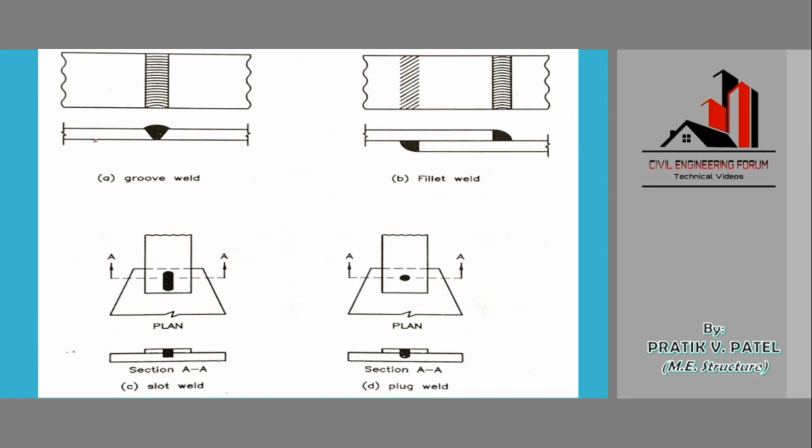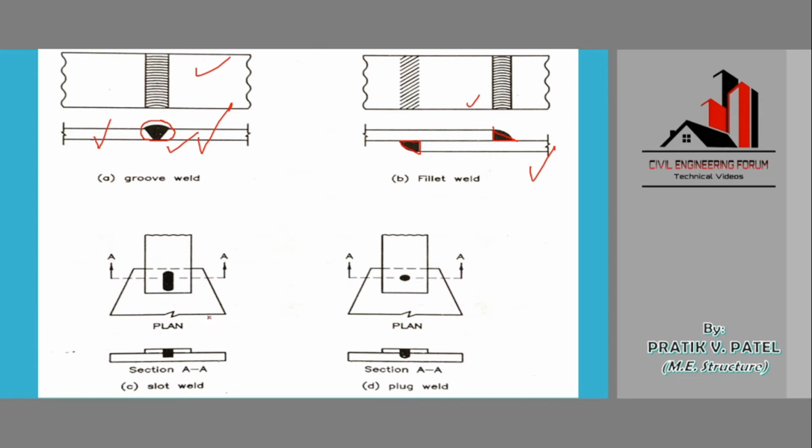Where first is groove weld, where we can see that these two members have been joined by a small groove over here. And this is the cross sectional view, and this is the plan of the same. This is fillet weld, where a lap joint can be used for connection between the two members, and this particular portion where a small triangle is made is known as fillet. The word itself explains what you mean by fillet weld. This is the plan of the fillet weld.